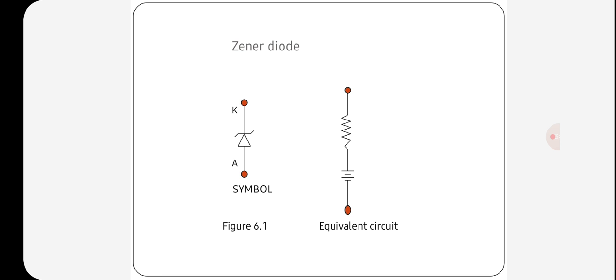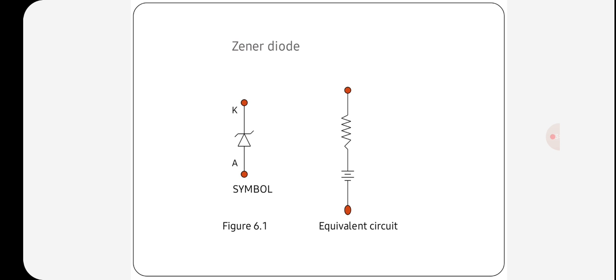A Zener diode allows electric current in forward direction like a normal diode, but also allows electric current in the reverse direction if the applied reverse voltage is greater than the Zener voltage. A Zener diode is always connected in reverse direction because it is specifically designed to work in reverse direction.